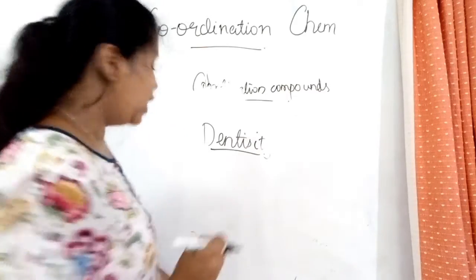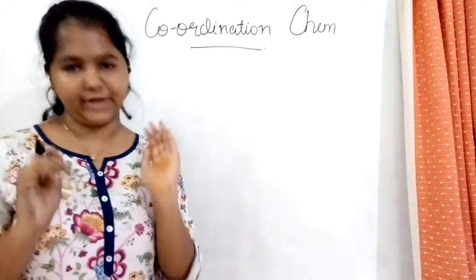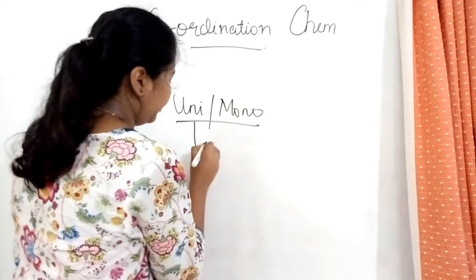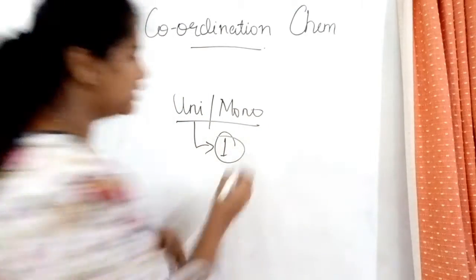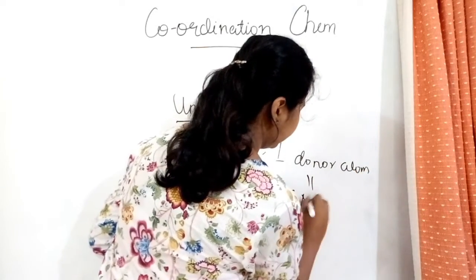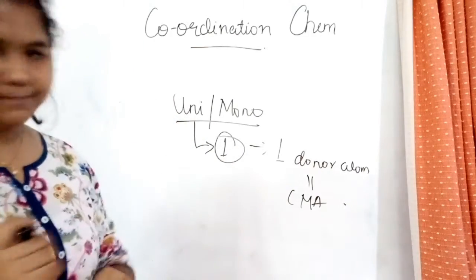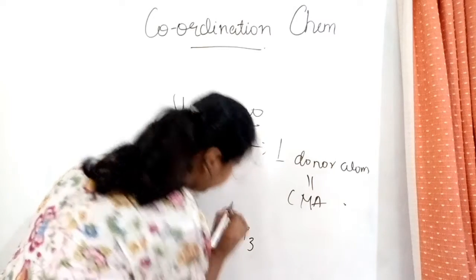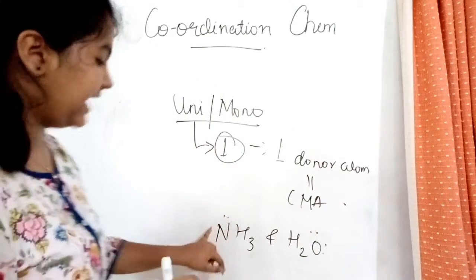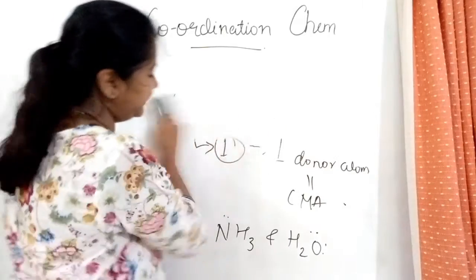So let's see first what unidentate ligands are. To talk about denticity, I told you there are different types. The first one is unidentate or monodentate ligands. Uni or mono means one. There is only one donor atom directly linked to the central metal atom. The examples are NH3 and H2O. See, there's only one donor atom in NH3, and over here in H2O only one. So let's see the second one.